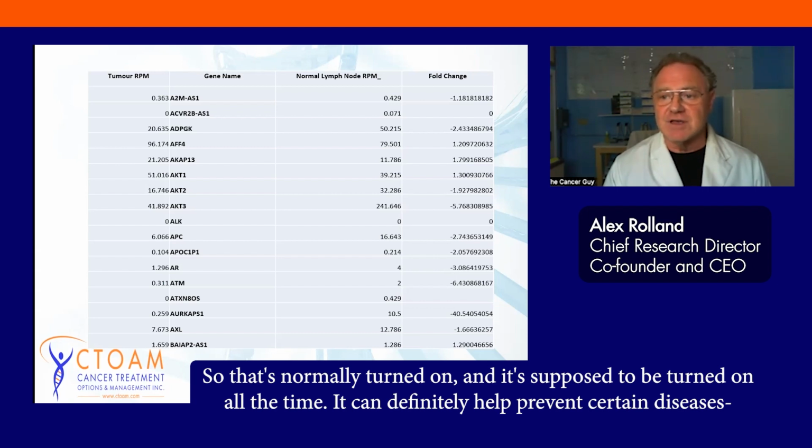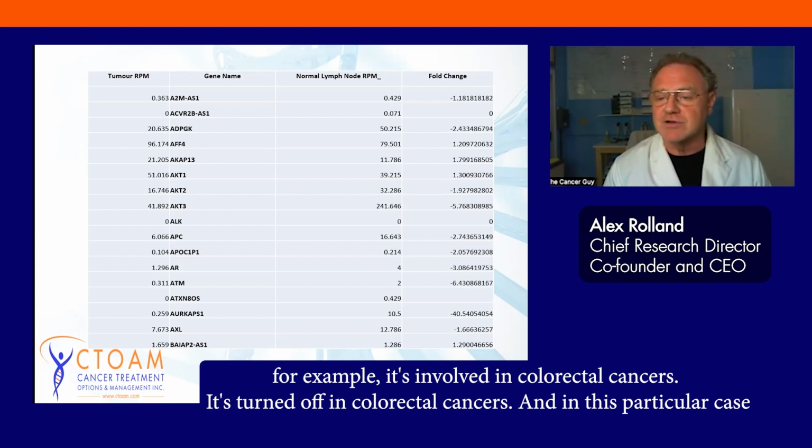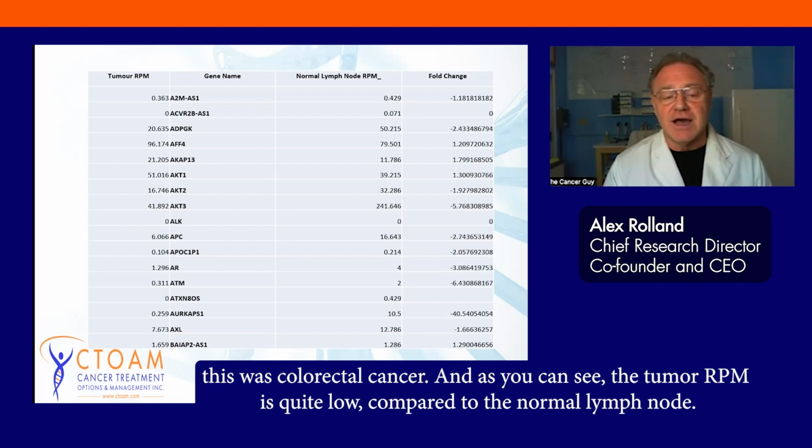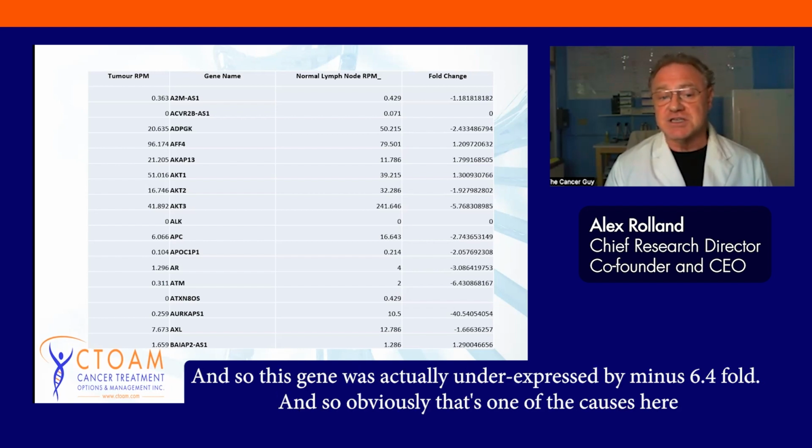And it can definitely help prevent certain cancers, for example, it's involved in colorectal cancers. It's turned off in colorectal cancers. And in this particular case, this was a colorectal cancer. And as you can see, the tumor RPM is quite low compared to the normal lymph node. And so this gene was actually underexpressed by minus 6.4 fold. And so obviously that's one of the causes here.